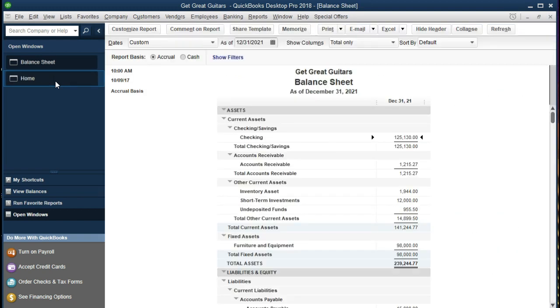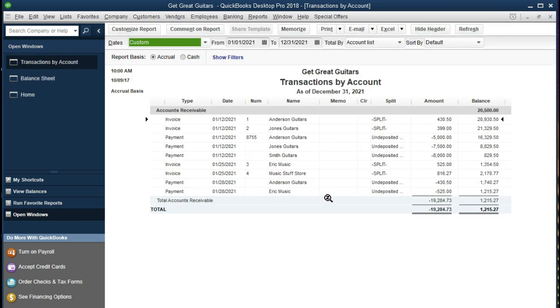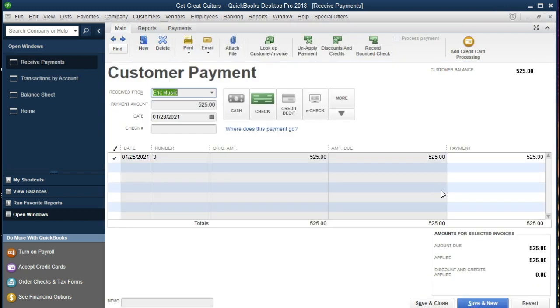There's the balance sheet. We're going to say that cash didn't go up. Accounts receivable went down though. If we double click on that, we see that we have this 525. Double clicking on that, we see that there's our customer payment.